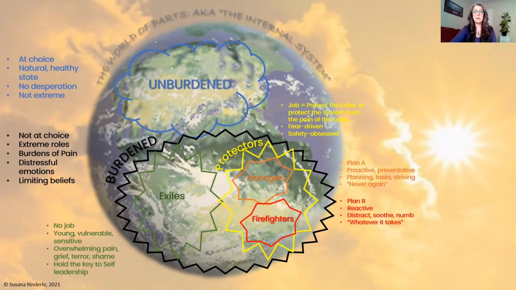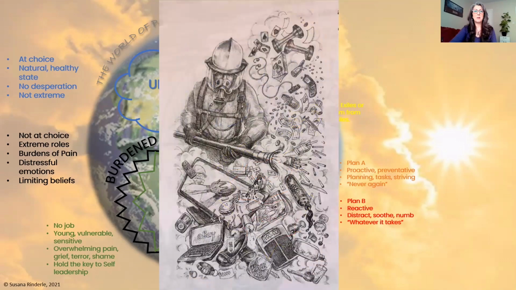Now, firefighters are Plan B. Unlike the managers, they are reactive. Their job is to distract, soothe, and numb us. And their motto is whatever it takes to keep those exiles exiled and to protect the system from their burdens of pain. And so here is an image that you might also connect to. Your firefighters might show up in getting really into sports or video games. It might be online shopping. It might be substances like eating a lot or drugs of various kinds. It could be gambling. It could be excessive exercise. There's a lot of different ways that these firefighters show up. But what they're doing is distracting, soothing, and numbing us, and they play a very important part in our internal system.